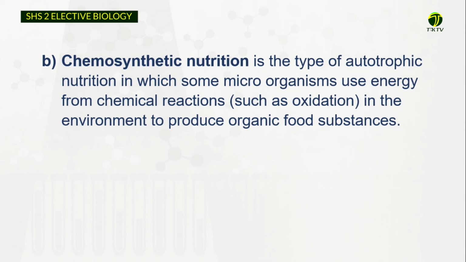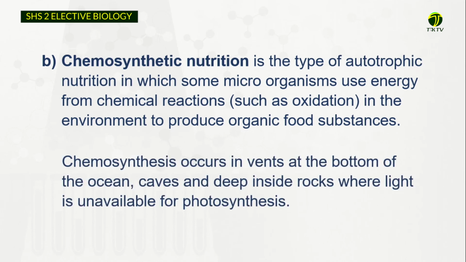Now, let's look at chemosynthetic nutrition. Chemosynthetic nutrition is a type of autotrophic nutrition in which some microorganisms use energy from chemical reactions, such as oxidation, in the environment to produce organic food substances. In this nutrition, the energy is not derived from sunlight, as in what we have already discussed, but rather from chemical reactions to run the process.